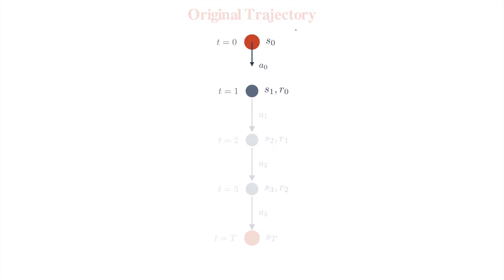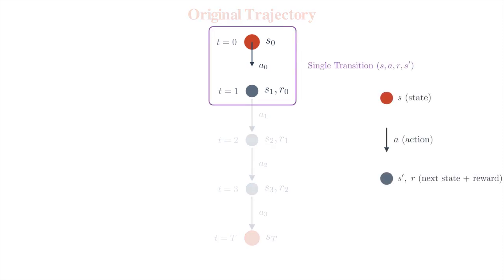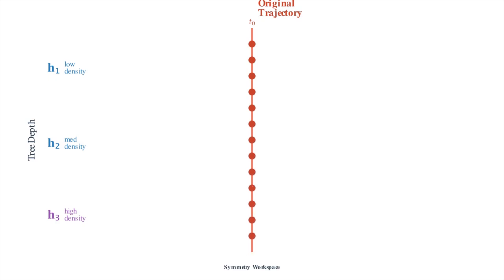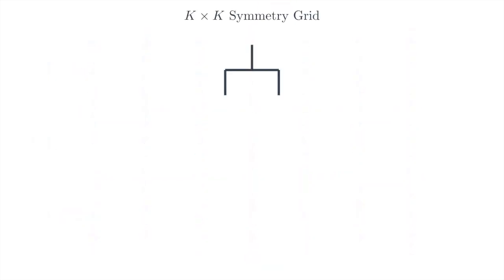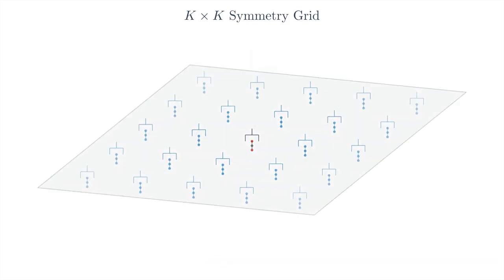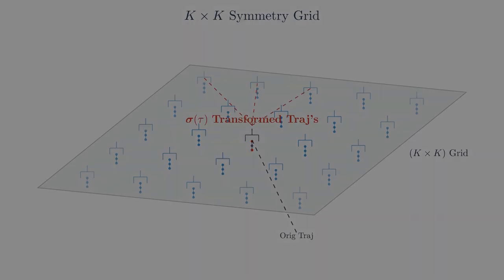SymmGrid reframes the Markov Decision Process as a tree where each state-action pair becomes a vertex and an edge. At every time step, we apply parallelized affine transformations to the pair. These transformations create a k by k grid of symmetric equivalences. Each one is then stored as a virtual enactment of the original transition.